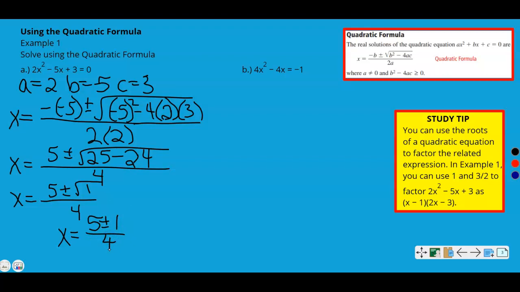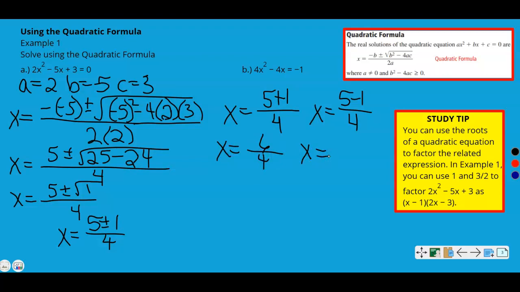So we simplify that, and then we have x equals 5 plus or minus. So this represents two distinct answers. So we're going to have 5 plus 1 over 4, and we have 5 minus 1 over 4. And so 5 plus 1 is 6, and 5 minus 1 is 4. And so 6 over 4 reduces to 3 halves. So x equals 3 halves is one of our solutions. And 4 divided by 4 equals 1.